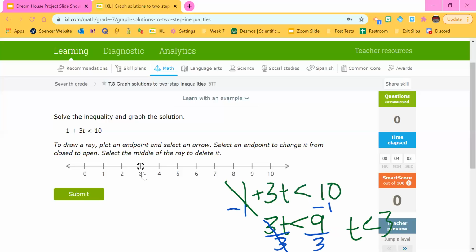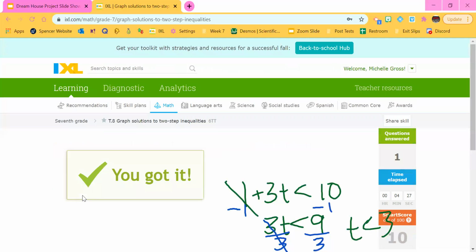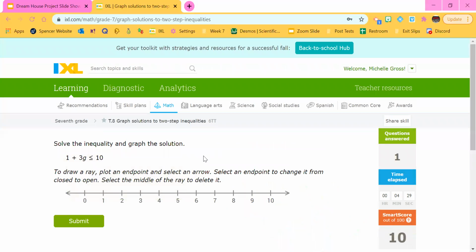So when we go here, we're going to go to 3, and remember, a closed circle would be if it's equal to. So we're going to click it again, and that would give us our open circle. We did not have a negative coefficient, so the inequality stayed the same direction, and it's pointing to the left. So we're going to draw it all the way to the left. So t is less than 3. Let me clear my screen here.